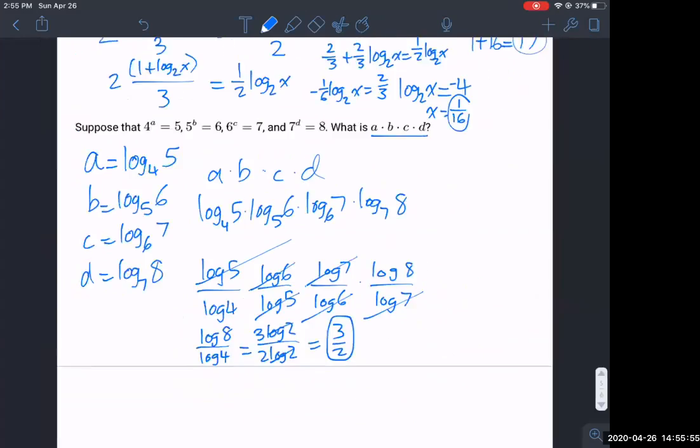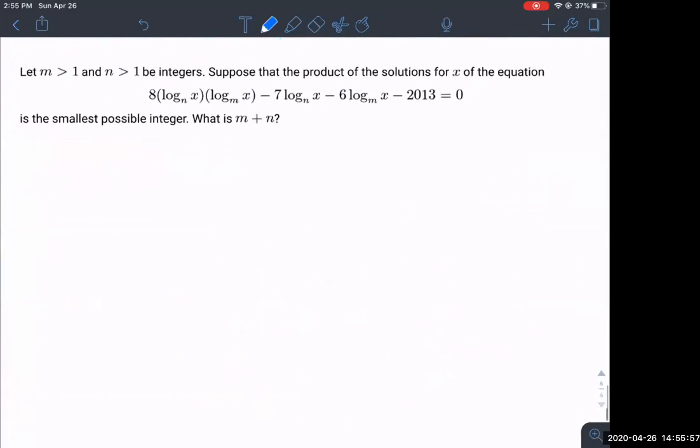One more question, and this one's rather difficult actually, but give it your best shot.